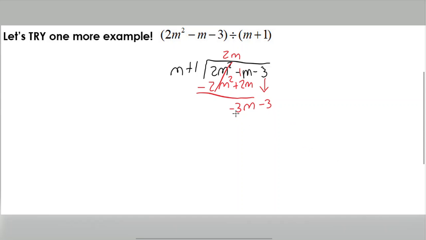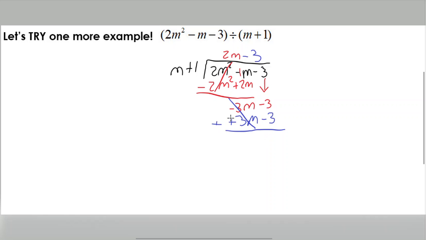So now I think to myself, what times m will give me negative 3m? Well, that would be negative 3. Negative 3 times m is negative 3m. Negative 3 times 1 is negative 3. And now I'm going to subtract down. Negative 3m minus negative 3m. Well, I know minusing a negative is the same as adding them. So this would really be negative 3m plus 3m, which cancels out, which is what we want.